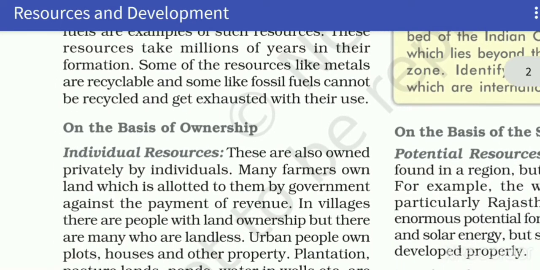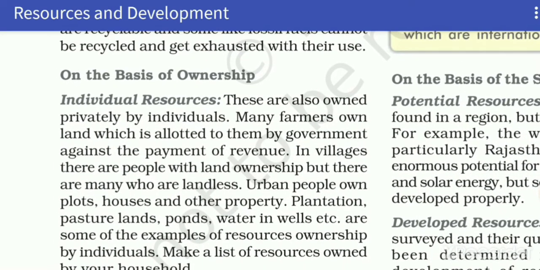Now the next one is on the basis of ownership. Ownership means possession. So these are of four types. The first one is individual resources. All those resources which are owned privately by individuals, like a farmer's field in village and a mall in town.